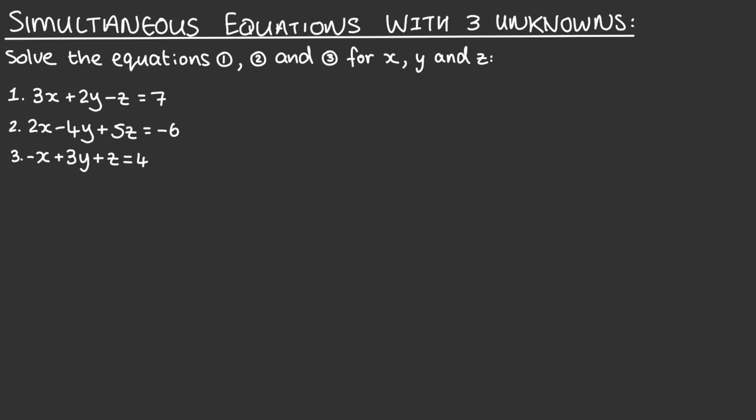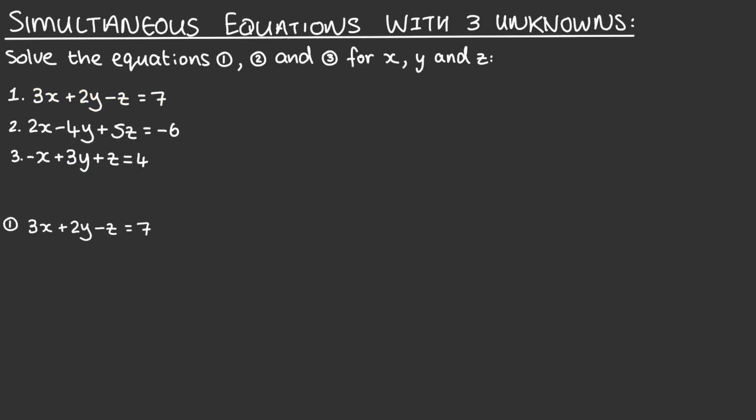So for example, if we look at the first equation, we want an x, y and a z that makes 3 times x plus 2 times y minus z equal to 7. And we need these values of x, y and z to make the other two equations hold true as well.